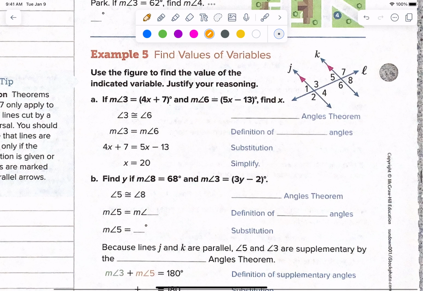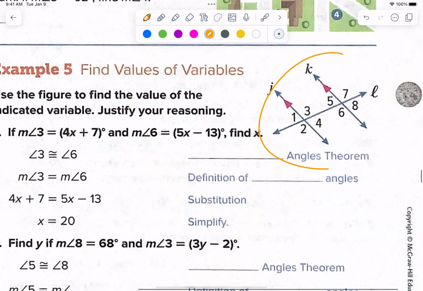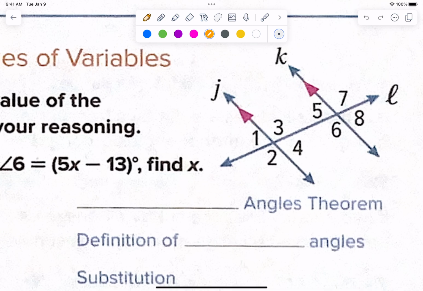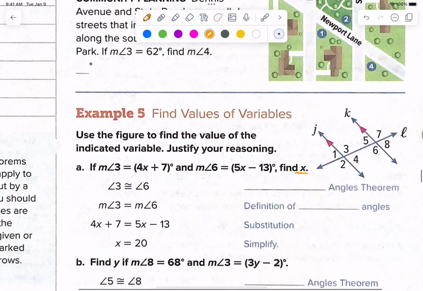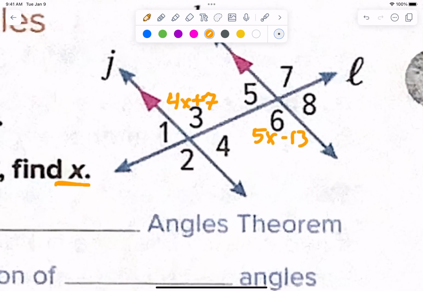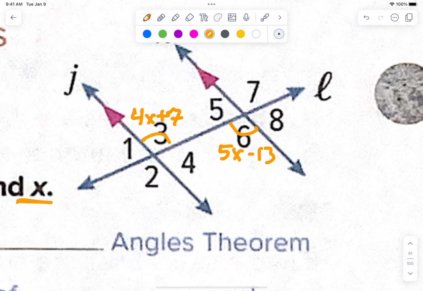Okay, example 5, we gotta solve for some stuff. This diagram is what we're using. Do we know that those two lines are parallel? Yes. How do we know? Because you see the red little arrows? That means they're parallel. All right, so let's label some stuff. They want us to find x if angle 3 is 4x plus 7 and angle 6 is 5x minus 13. So angle 3 is this guy, angle 6 is this guy.